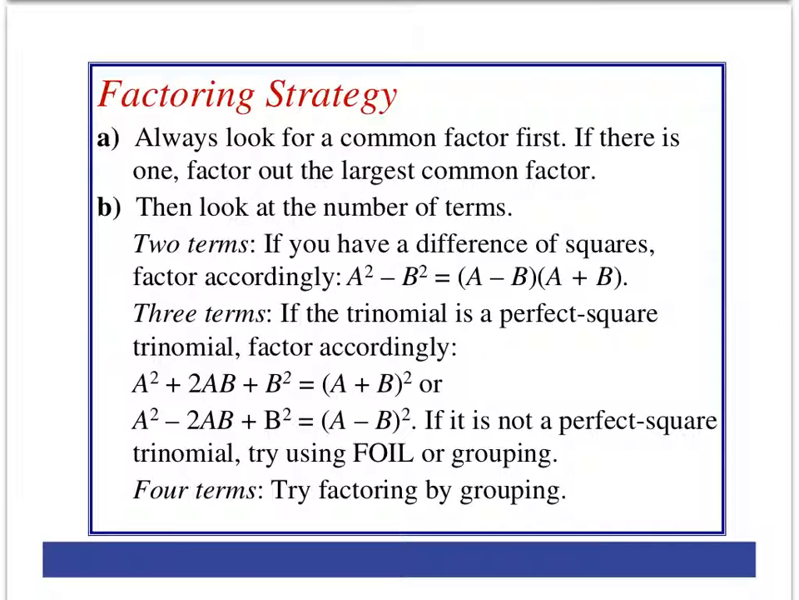If you have two terms, you're going to look and see if it's a difference of perfect squares. If it's three terms, you're going to see if it's a perfect square trinomial. And if it's not a perfect square, then you're going to try to factor by unfoil or grouping, whichever one that you want to do. And then I call it the AC method. And then four terms, try factoring by grouping if it's four terms.